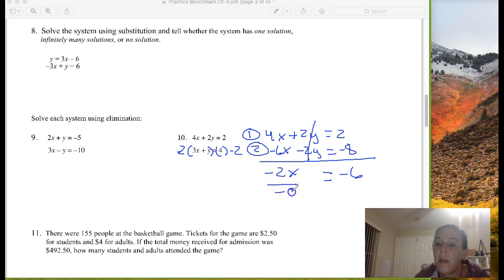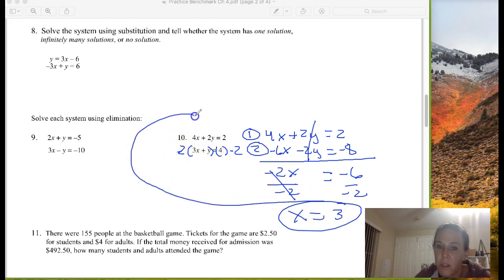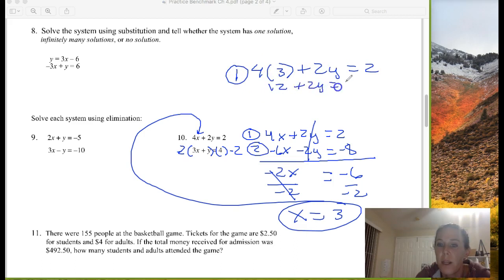Now go ahead and solve for x. Divide both sides by -2. I'm going to get x equals -6 divided by -2, which will be +3. I've got my x. Come back to either of the originals. Plug in x. Let's just plug into equation 1. Okay, so up here I'm going to do that. 4 times 3 plus 2y equals 2. Solving for y, 4 times 3 is 12, plus 2y equals 2.